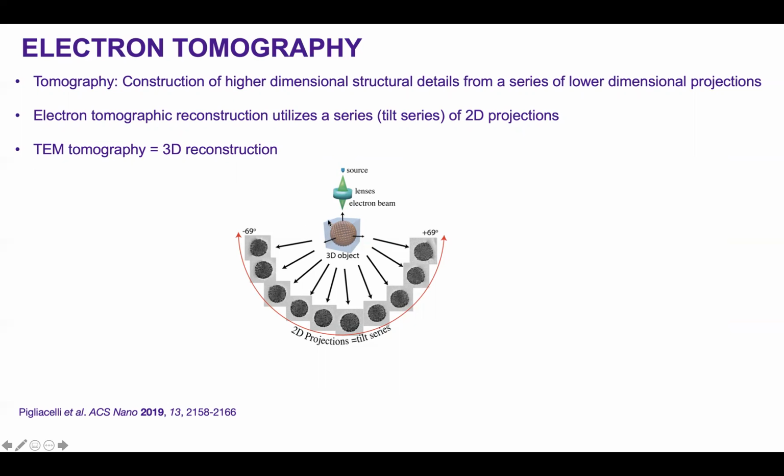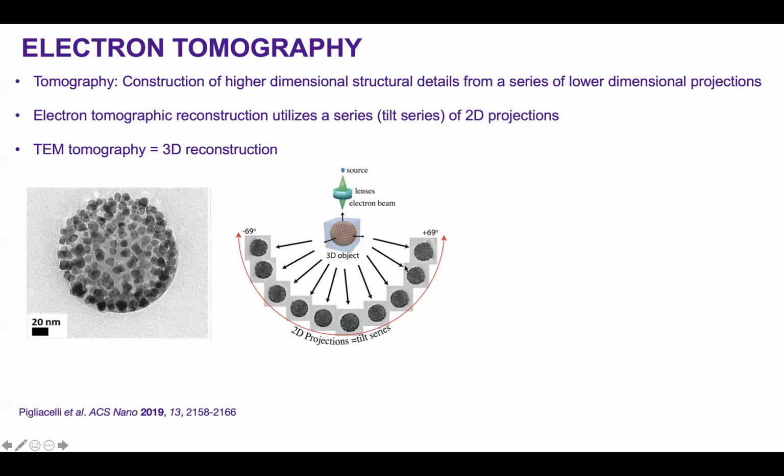How do we do it? We have an object of interest here on the grid. It's a three-dimensional object. Then you tilt from minus 69 to plus 69, and you collect an image at a certain increment angle. The increment angle can be 1 degree, 2 degrees, or even less or more. Generally, it is good to collect as many images as possible. This entire series of images is known as a tilt series. The original 2D projection of this particular particle is here.